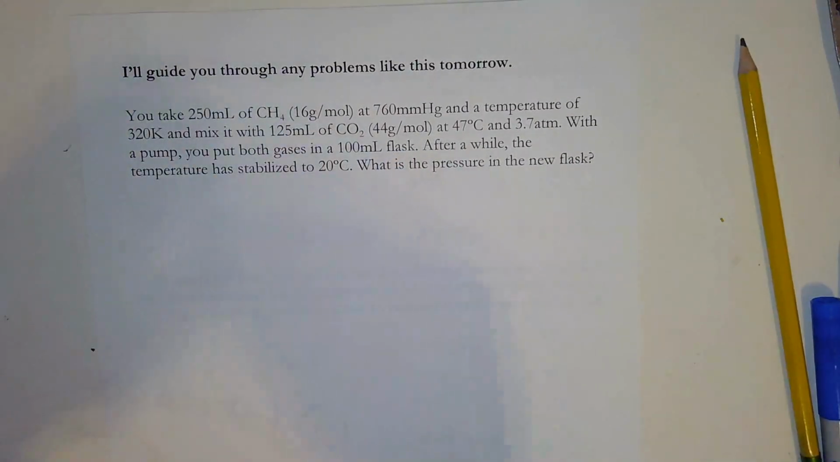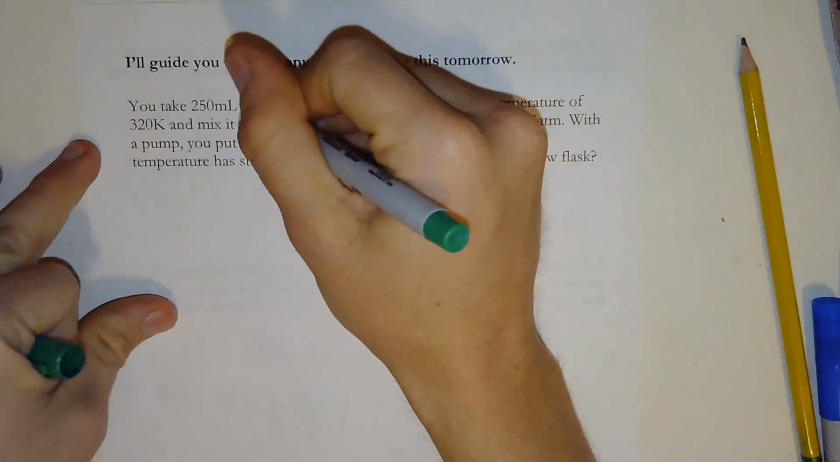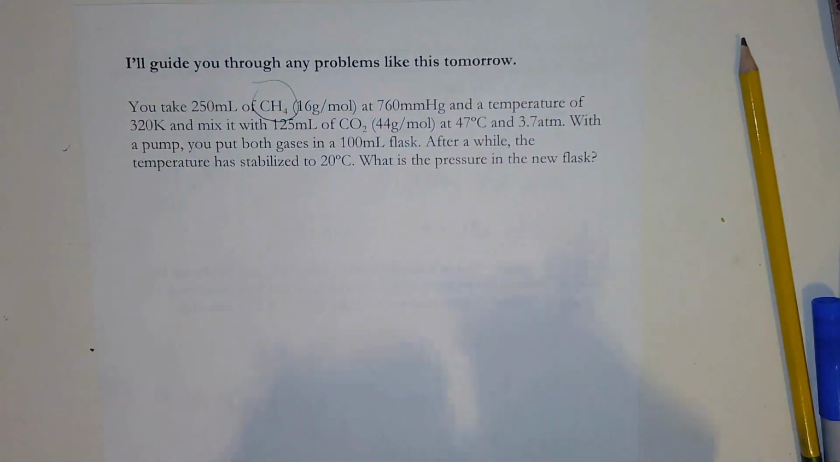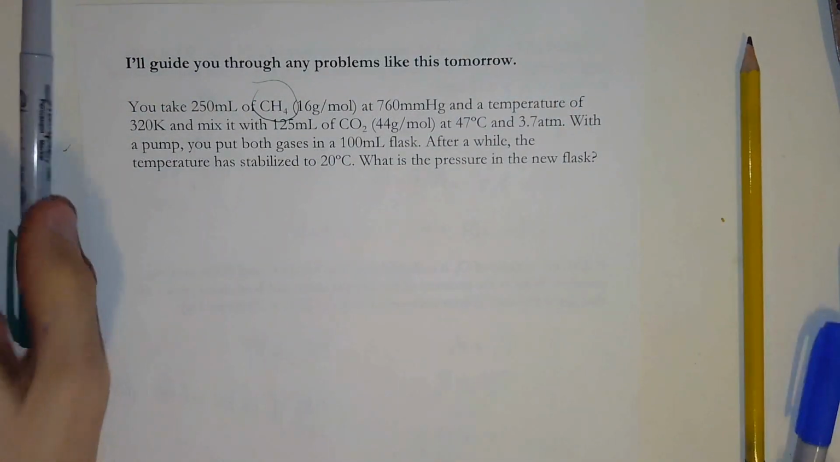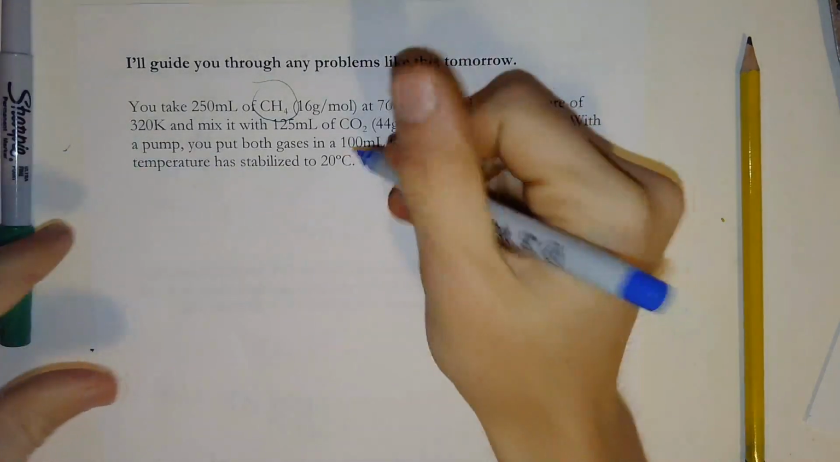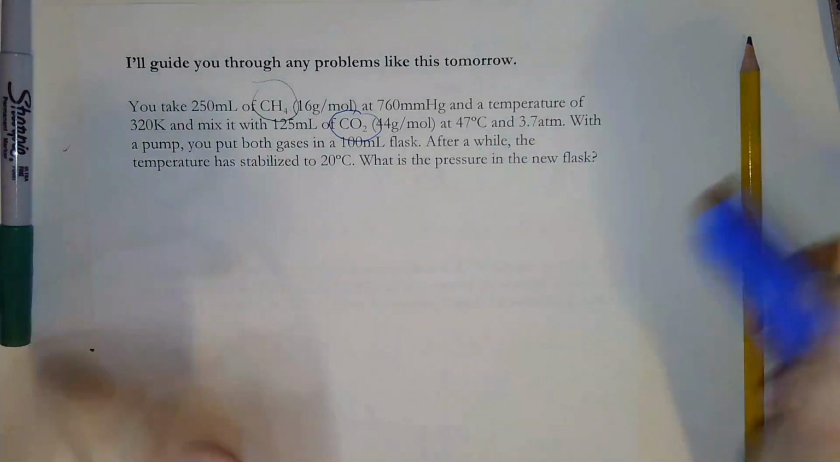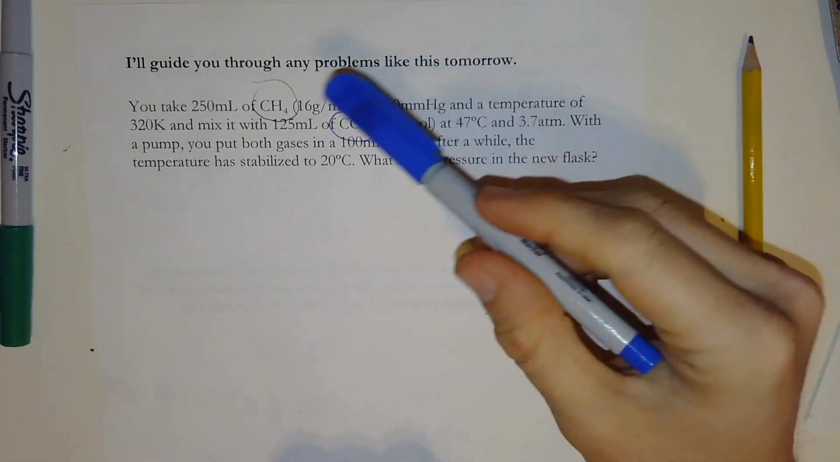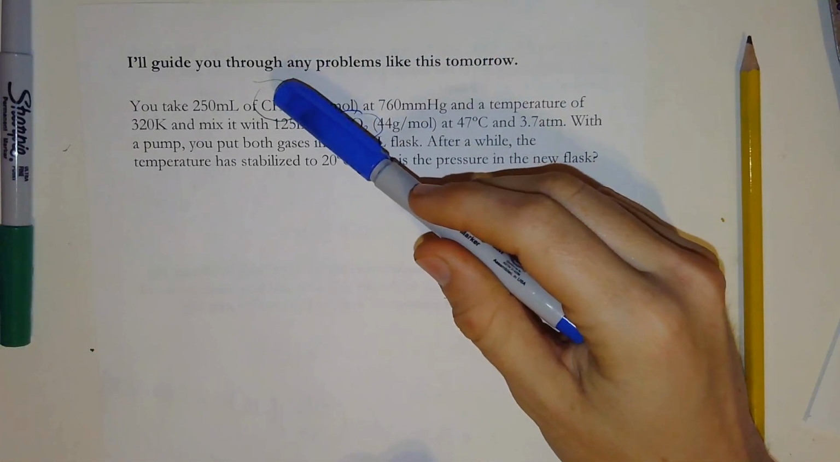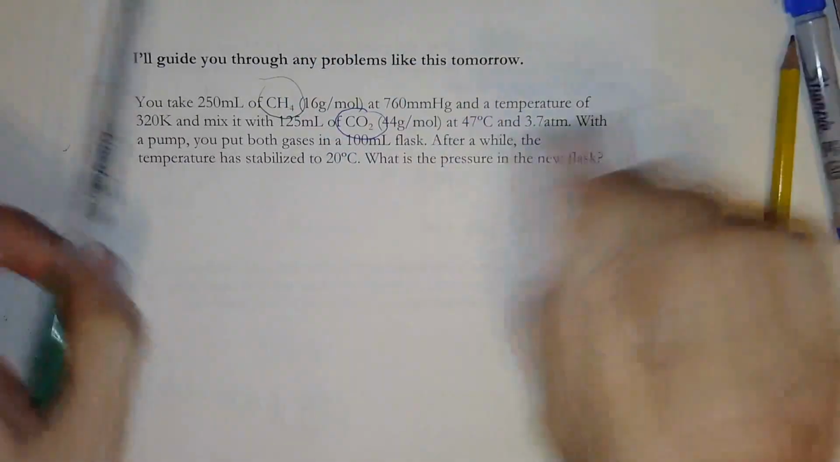Let's do some color coding. Let's make methane green for now. And let's make carbon dioxide blue. What we really need to do is use PV=nRT 3 times. So first let's start with the green. Let's find the moles of methane.